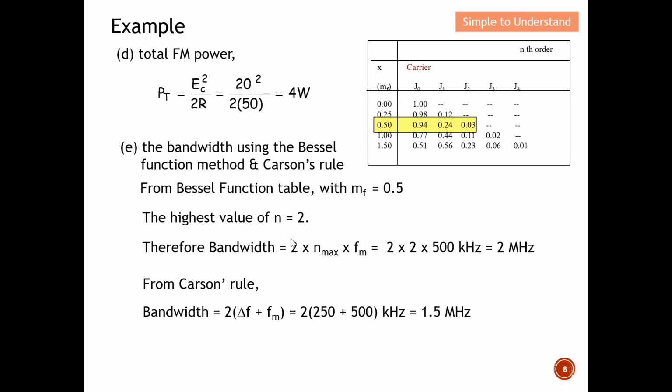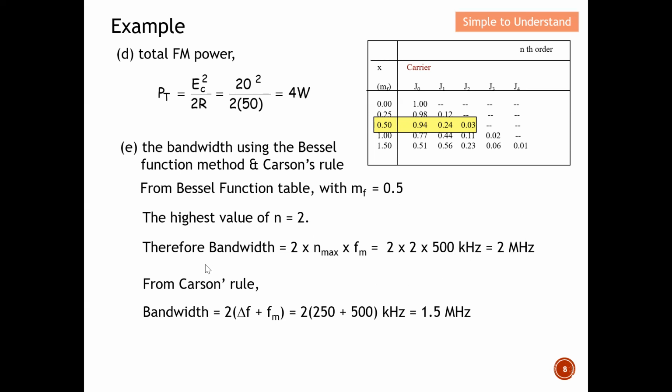Next, I can apply the bandwidth formula using the Bessel function table, which is shown over here, which is 2 times Nmax times the frequency of the modulating signal. So from here, I know that this is 2 multiplied by 2 multiplied by 500 kilohertz, which I can calculate as 2 megahertz. So this is the bandwidth of the frequency modulation using the Bessel function table.